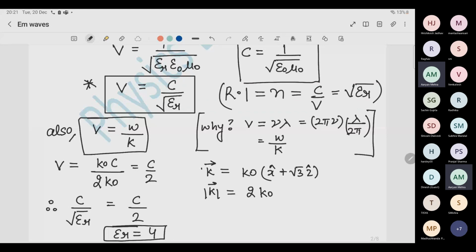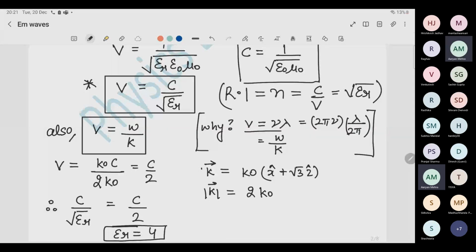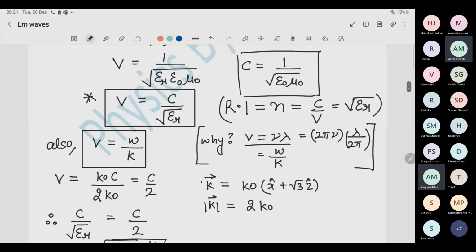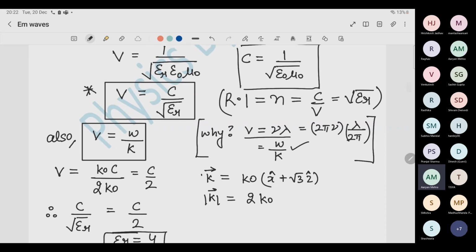And why should you believe me that V equals omega by k? Because you know V is equal to nu lambda. This everyone knows. V equals nu lambda. Frequency times lambda. Am I right? This you all know. So if I multiply by 2 pi and divide by 2 pi, nu times 2 pi by lambda over 2 pi, isn't it becomes omega by k? Very easy. So V becomes omega by k.